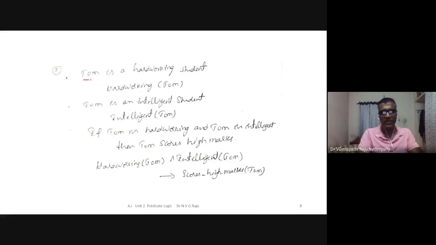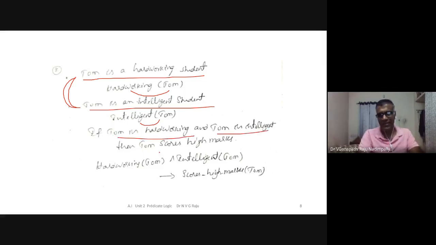I have taken one more example. Tom is a hardworking student. Please observe carefully. I can write this as hardworking Tom. And Tom is an intelligent student. I can write this sentence as Tom is intelligent. Now, if I combine these two statements, I can write that Tom is hardworking and Tom is intelligent. Are you getting me? I can write these two combined statements and I can infer that Tom scores high marks.